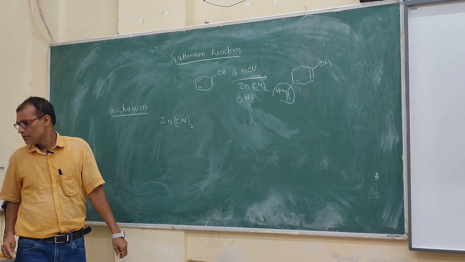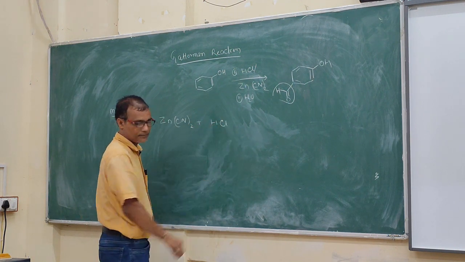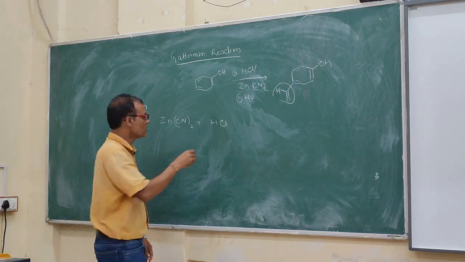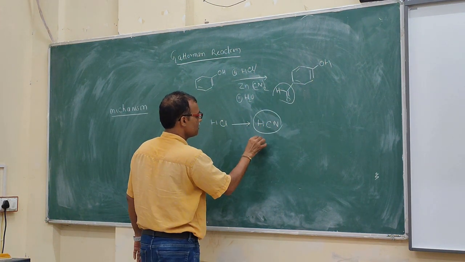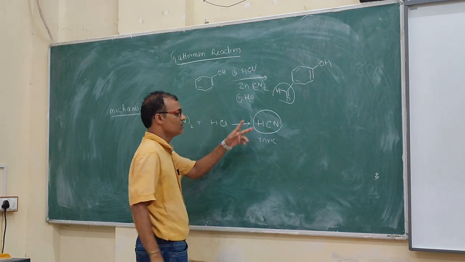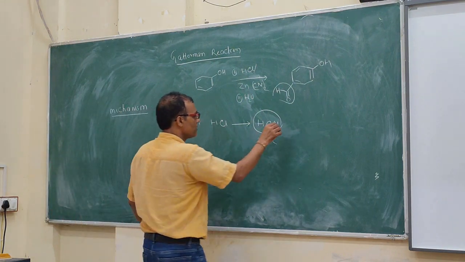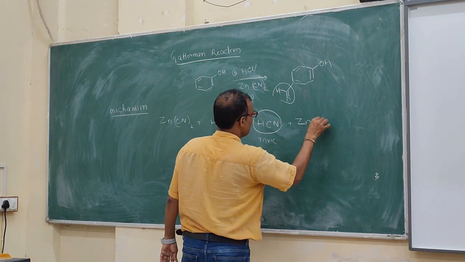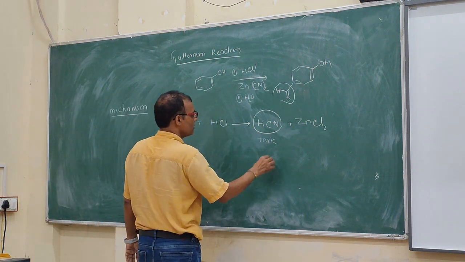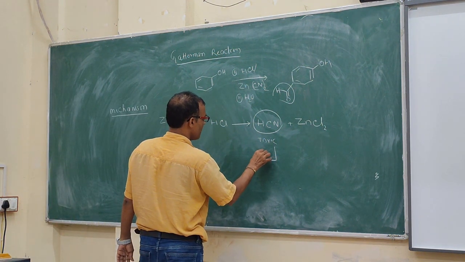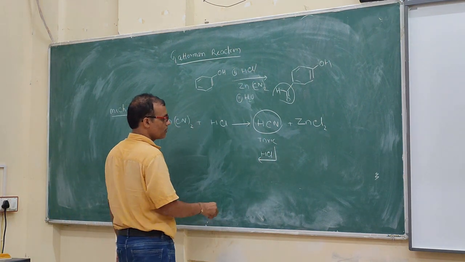Okay. So you take this, then you add HCl. First it will generate hydrogen cyanide. This is also more toxic. That's why people don't prefer this method for formylation. And it will also give zinc chloride. And since you need to add 2 moles of hydrochloric acid, what will happen to the other mole?